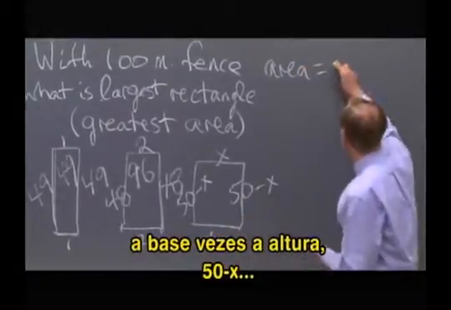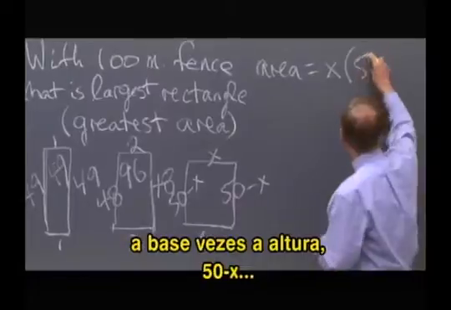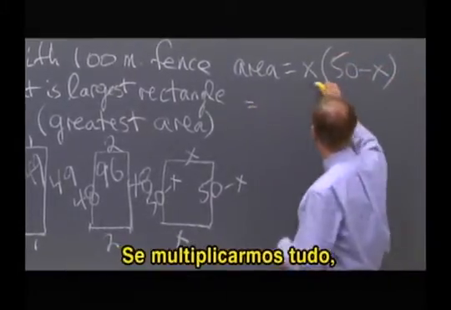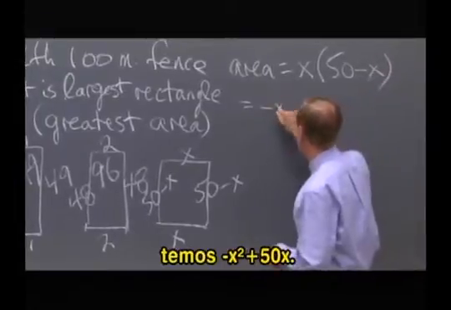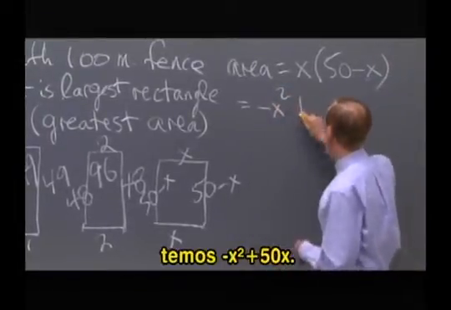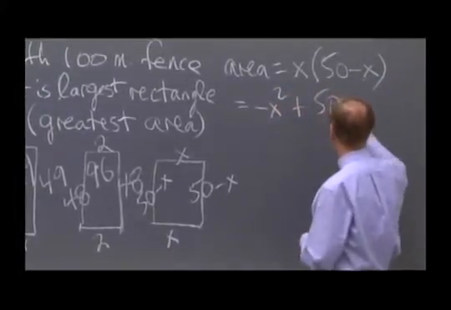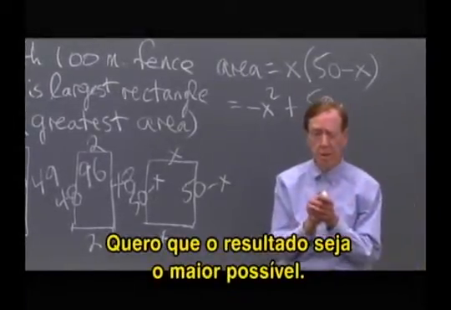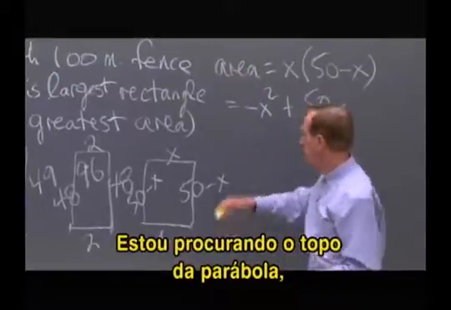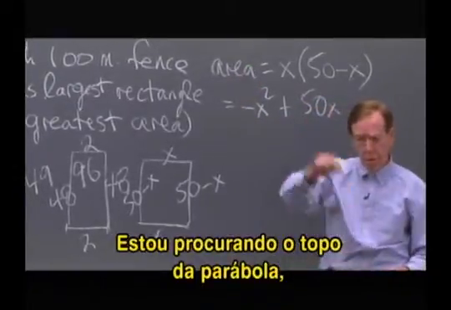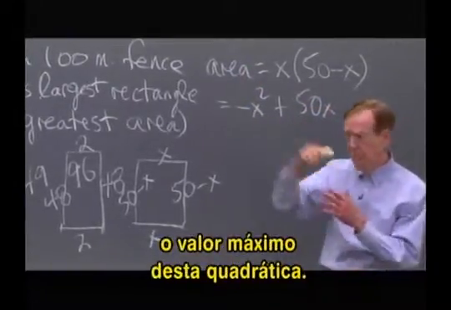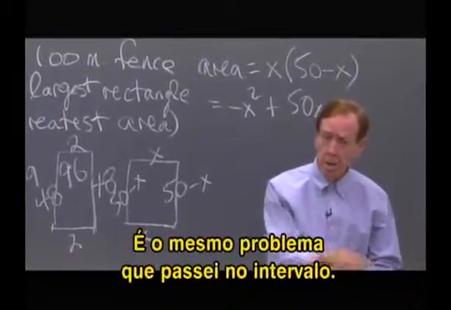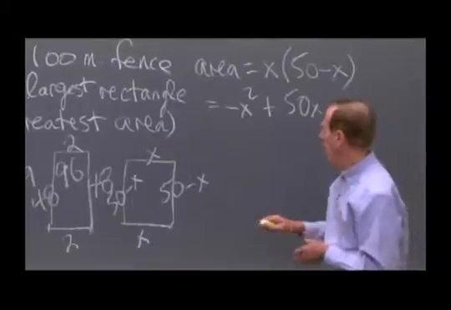So my area is the base times the height, 50 minus x. Or if I multiply that out, I see the minus x squared and the 50x. And I want to make that as large as possible. I'm looking for the top of this parabola, the maximum of this quadratic. The very question that you were thinking about in the break.